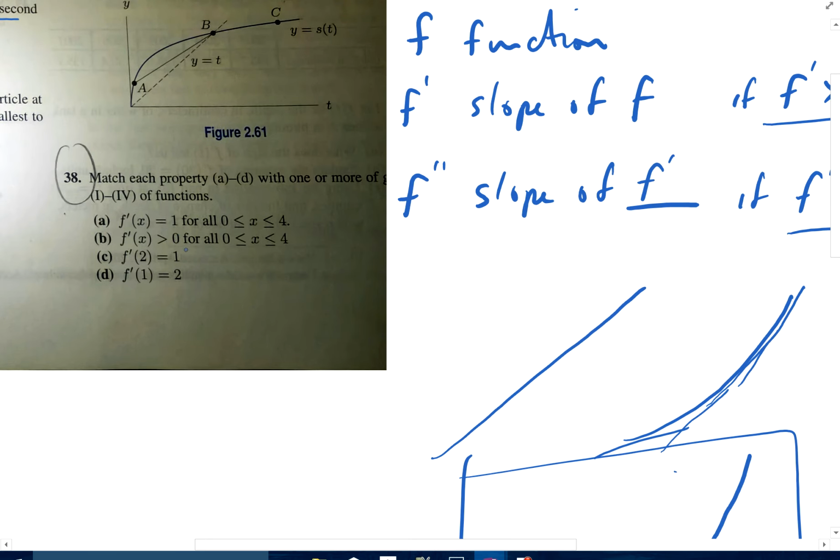So basically what we're looking at here is f prime equals 1. If f prime of x equals 1, that means the derivative is 1 everywhere. That means the slope has to be a positive 1 everywhere between 0 and 4. f prime is positive just means f is increasing. It could be increasing linearly or increasing curved, either way. And these two just tell you the actual slope at 2. The slope at 2 is 1. The slope at 1 is 2, which would just be a little bit steeper, right? Okay, so we're good on those.